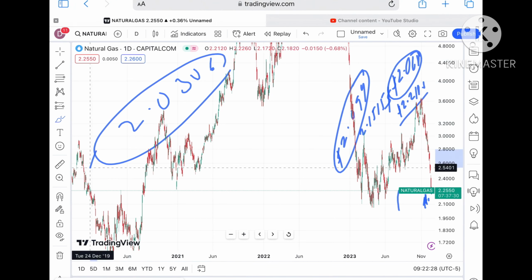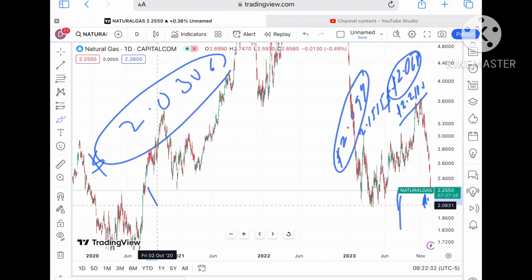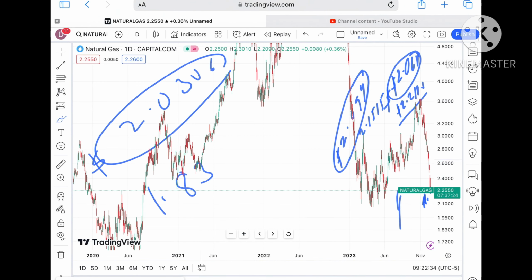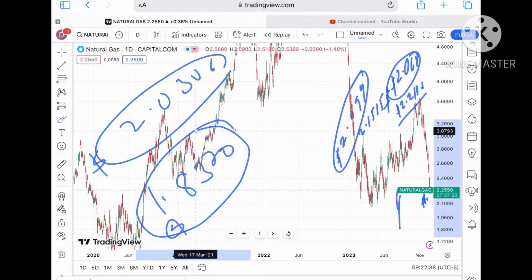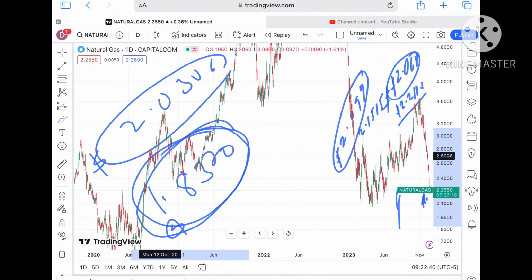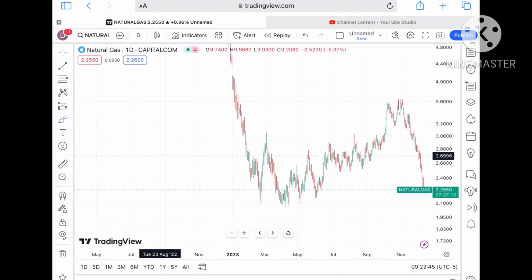2.0306. Okay, and if the price starts moving below this particular zone, we will see it will go further down, and a probability of going towards $1.8370, and from there we can see a further fall. Keep in mind that if the price starts falling below $2, chances are very high it will fall below a level of $1.8 and then further low.